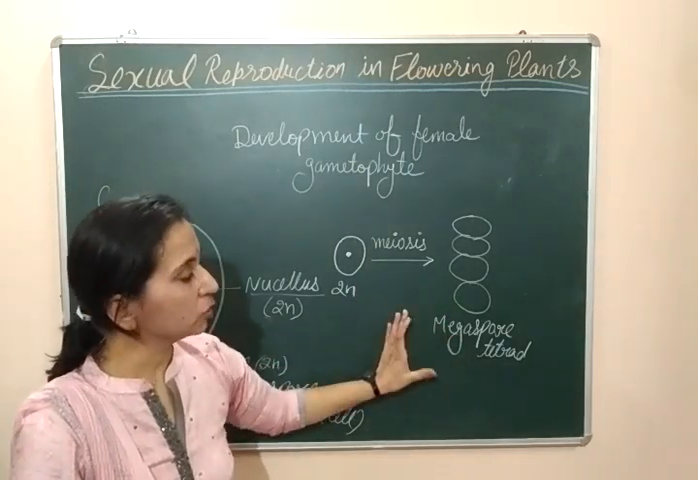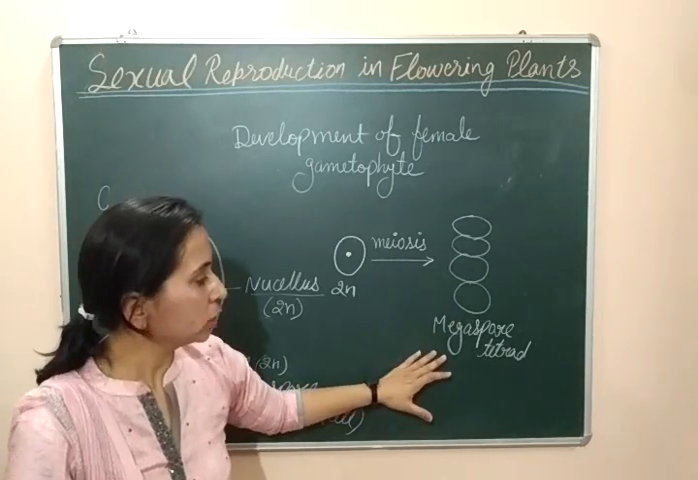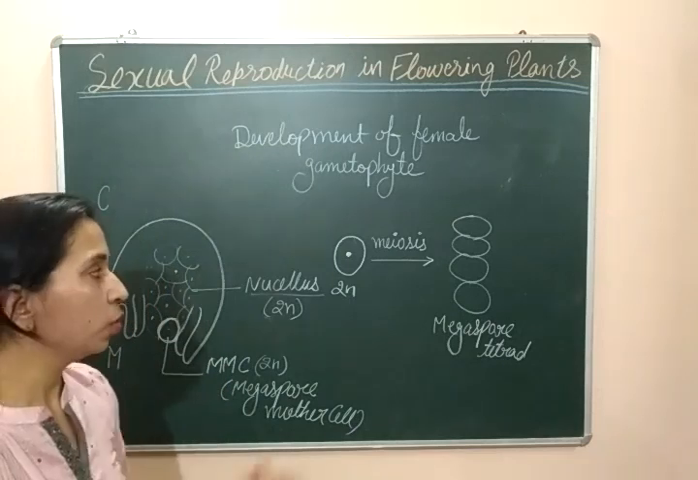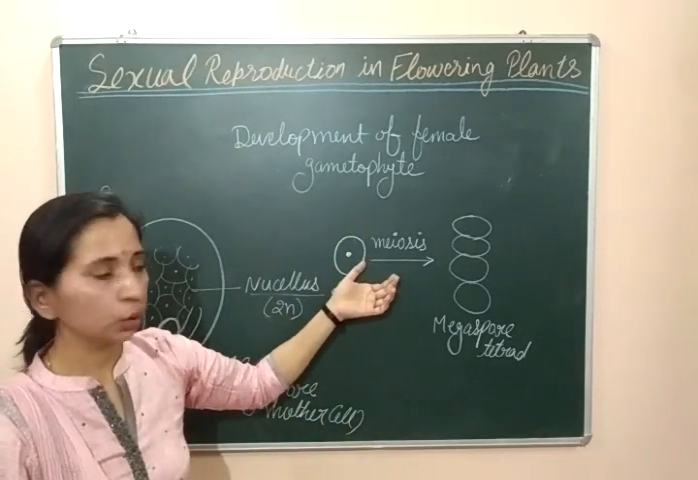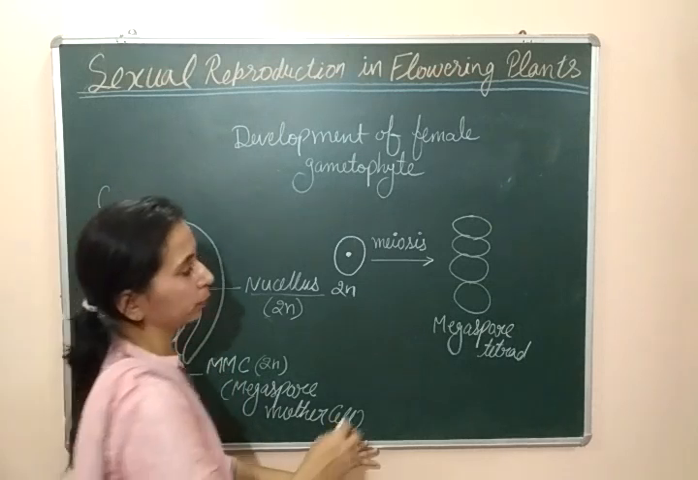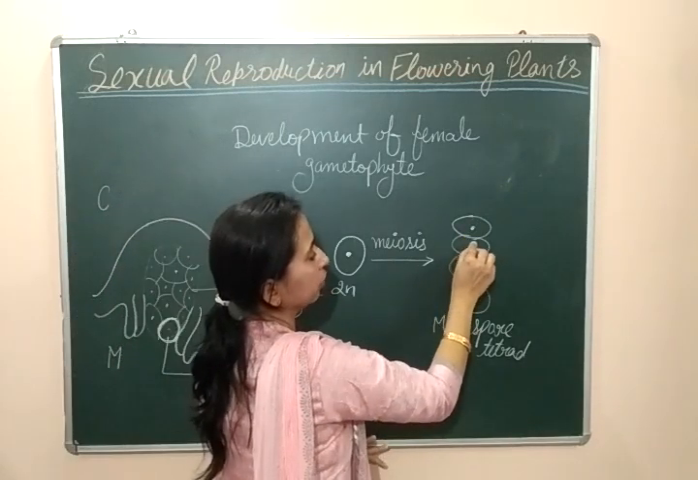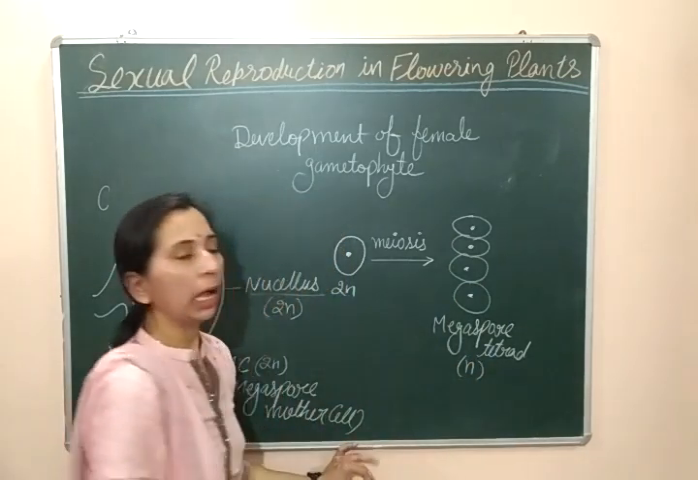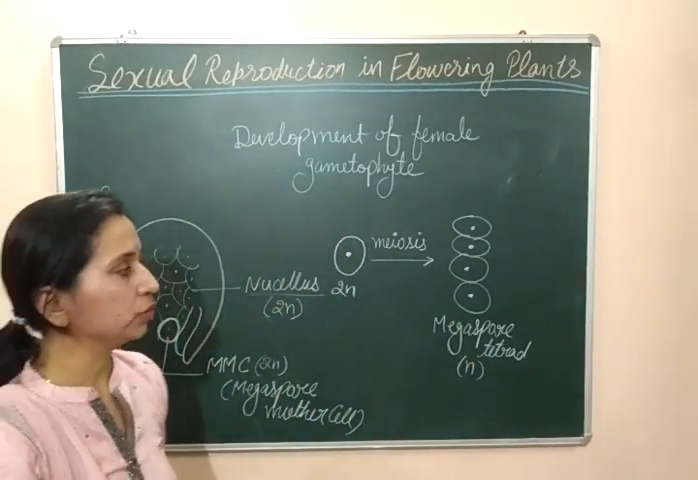Like in the case of microsporogenesis, we also talk about the tetrad, where the tetrad had different shapes. In the case of megaspore tetrad, there is only one shape, that is linear shape. So in the case of megaspore formation, the megaspore tetrad is always linear. All the cells of this tetrad are haploid in nature. Now let's see what happens further.